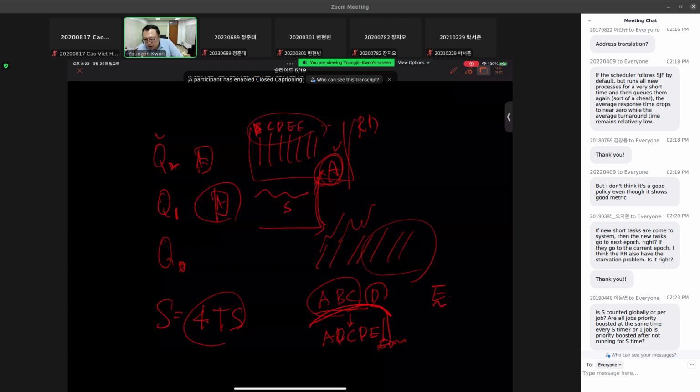As for the boosting period, it depends. The textbook says one thing, but most implementations are per job. I will clarify later. Good. Per job.